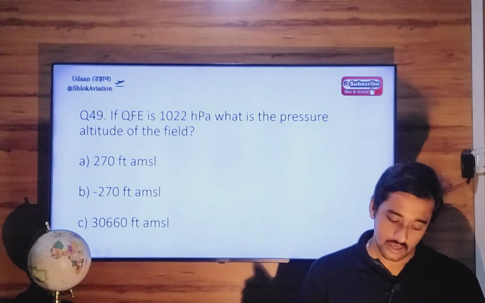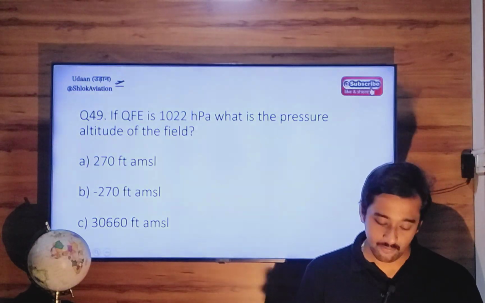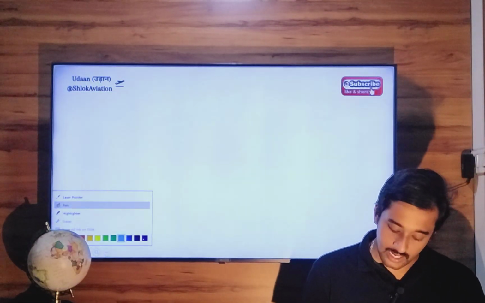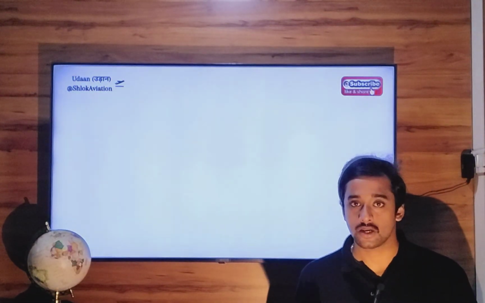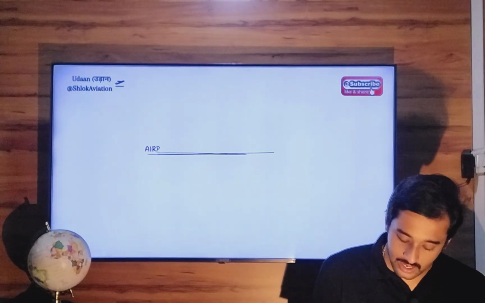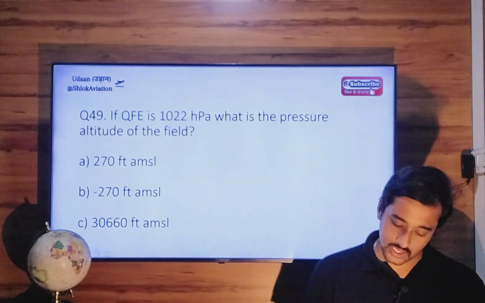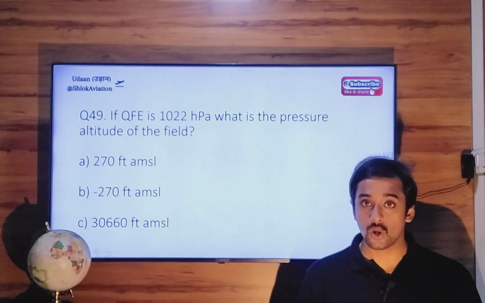Question 49. QFE is so and so. What is the pressure altitude of the field? Very important. So QFE, that means aerodrome level pressure, atmospheric pressure existing at aerodrome. Okay, aerodrome surface. So let's say this is your airport, and here the pressure is 1022. We have to find pressure altitude.